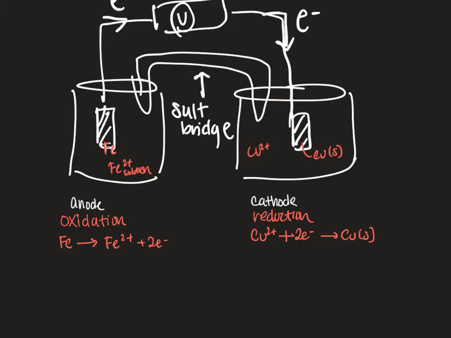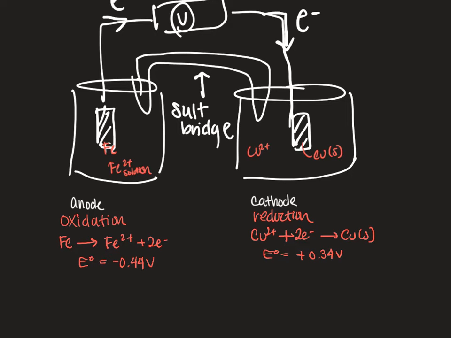Now, this is another thing. It doesn't matter if you have an electrolytic or a galvanic cell, oxidation always happens at the anode, and reduction always happens at the cathode. And the E naught for the iron is negative 0.44 volts, and the E naught for the copper is positive 0.34 volts. Okay, so that's what's going on.